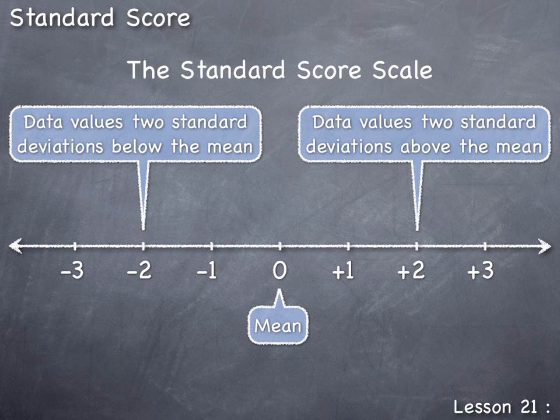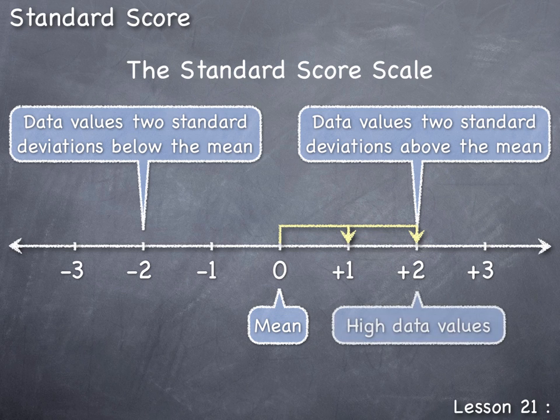So because the standard deviation tells us the average spread, one standard deviation above the mean kind of puts us in the middle of the above the mean data values, and a second standard deviation puts you towards the end. So if you look around plus 2 on the standard score scale, that's typically where you'll find your highest data values. Same is true on the below the mean side.